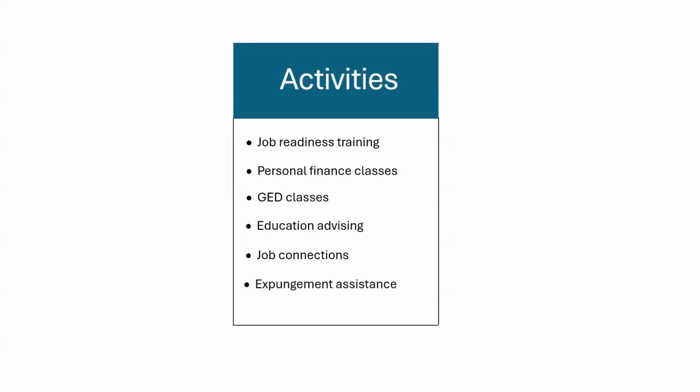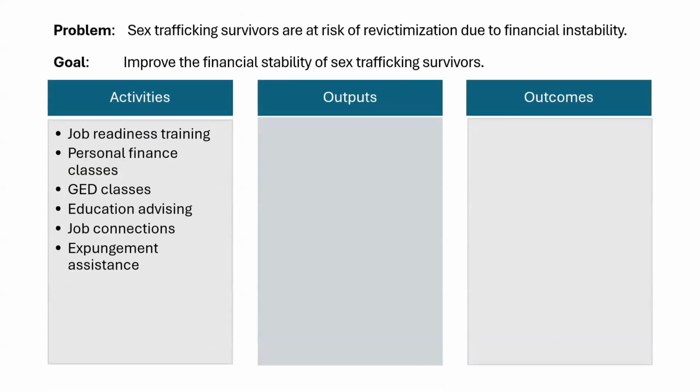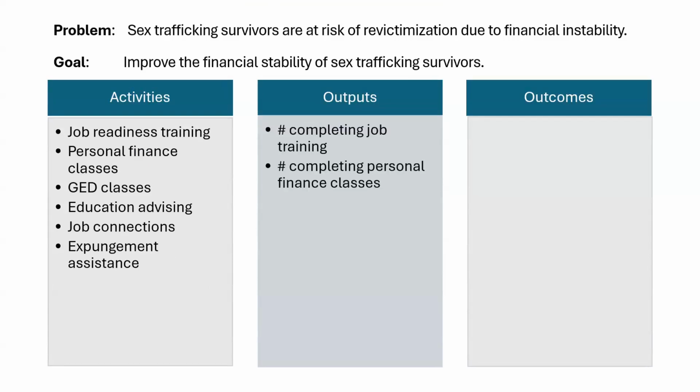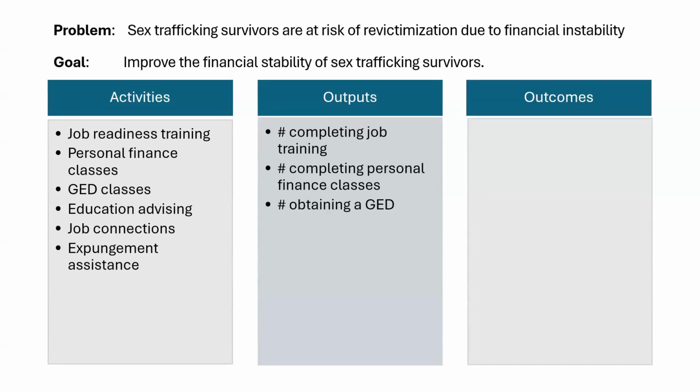Now that you've listed your planned activities, let's move to the next category. Outputs. What will be the easily observable results of these activities? Think of outputs as indicators that you carried out your planned activities. Outputs commonly take the form of counts. Perhaps for job training and personal finance training, it's the number of individuals who complete the training. For education, let's say the output is persons who obtain a GED, or the number who receive education counseling.